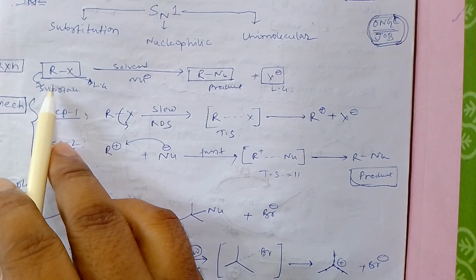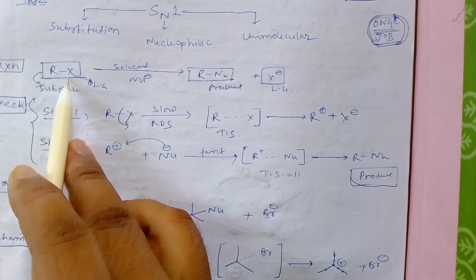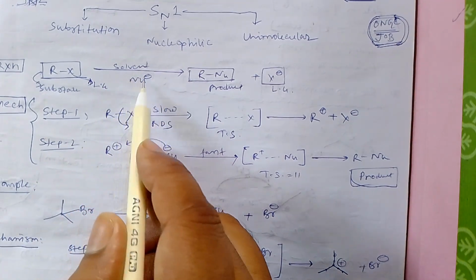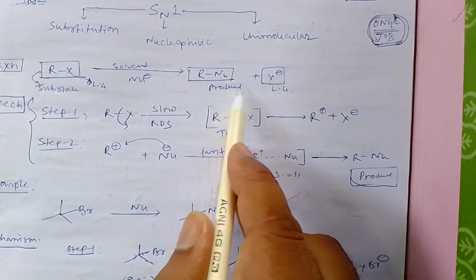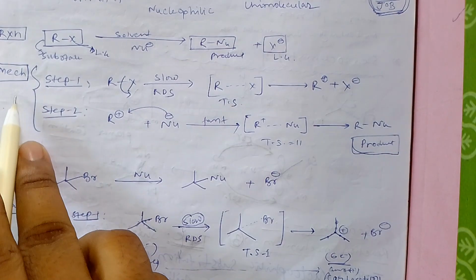Suppose there is a substrate, and here we see R and X. X is a leaving group, and a nucleophilic solvent is given. That's the general reaction of SN1. Okay, if you want to know the mechanism, I am discussing it here. That's the mechanism.